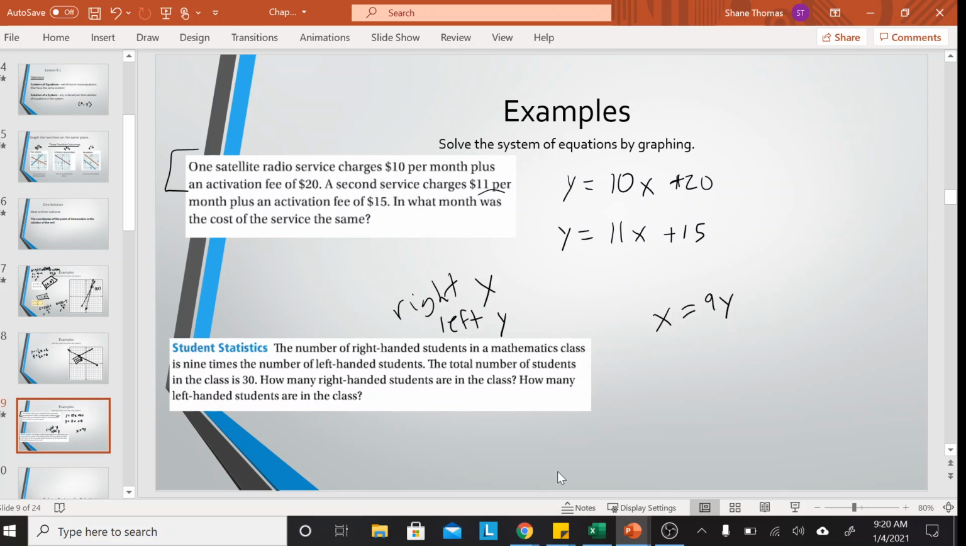Now the second one, it says the total number of students in the class is 30. Well, that just means my righties plus my lefties is going to be equal to 30. Agreed? Now, to graph these guys, we have to solve them both for y, don't we? So this guy here, let's just divide both sides by 9. So I have y equals 1/9x. Second one, I'm going to subtract the x over. So I have y equals negative x plus 30. Okay, there's my two equations now.